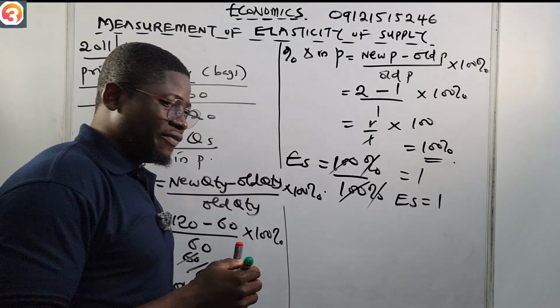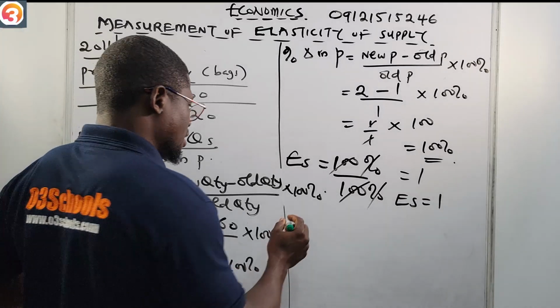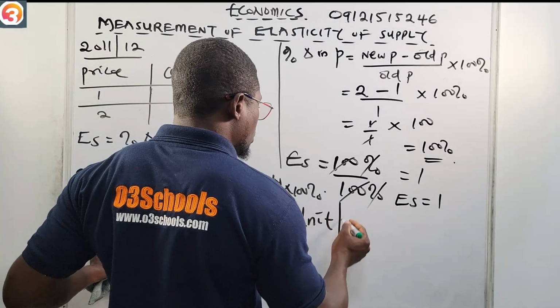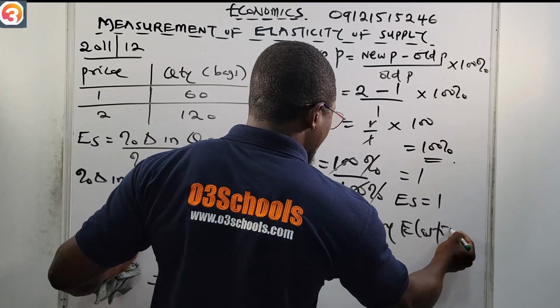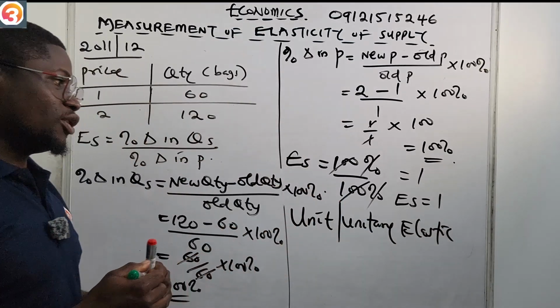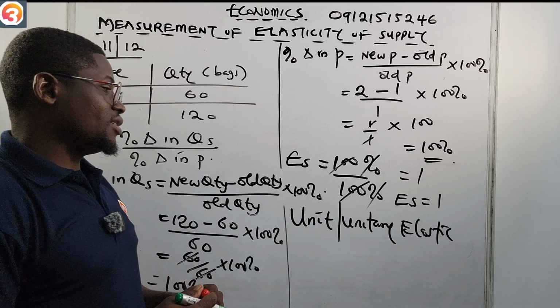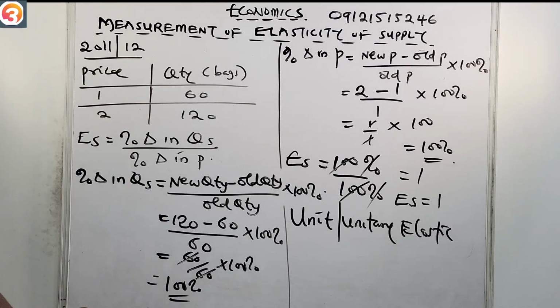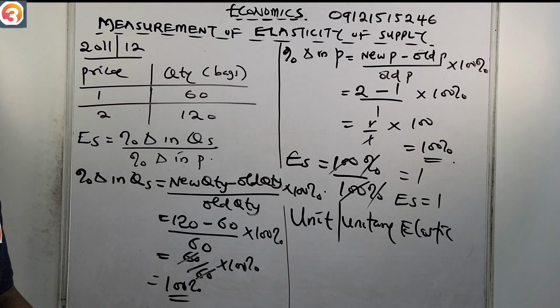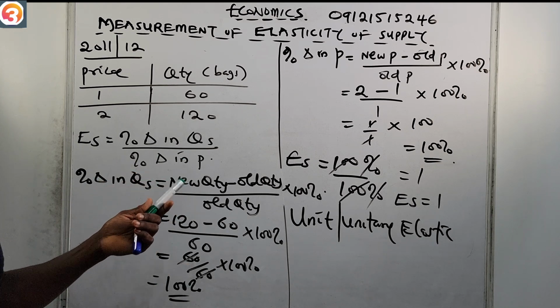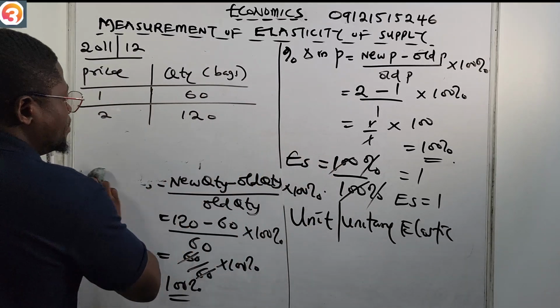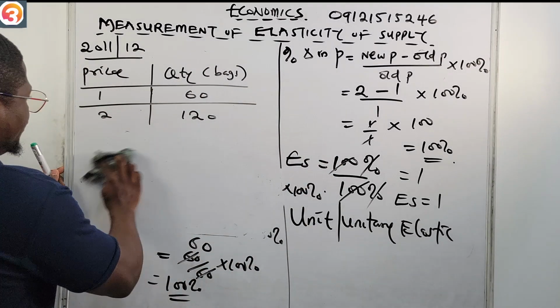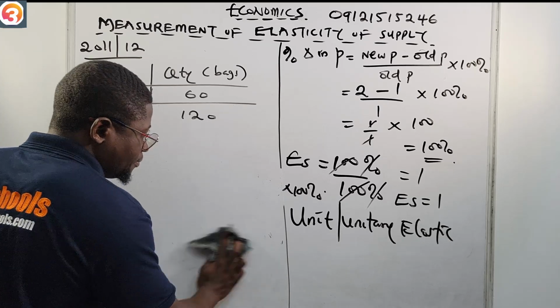All right. And if elasticity of supply is 1, it means that it is unit or unitary elastic supply. Okay, when elasticity of supply is equal to 1, it means that supply is unitary elastic. Okay, so it's as simple as ABC. So if we want to use our shortcut formula to answer this question, we can also use it. Okay, let us apply the shortcut formula. Please, if I clean any part that you have not written, you can take the video slightly back and copy.